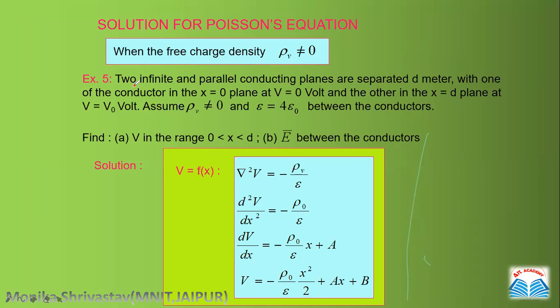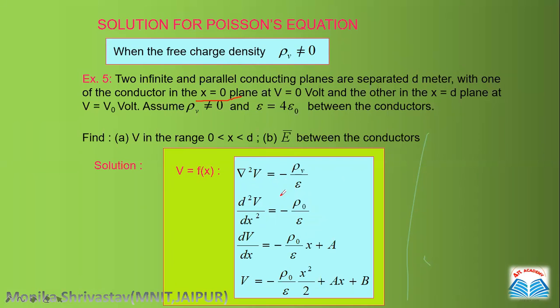We will here follow the Poisson equation. So what is that Poisson's equation? That is del 2V equals to minus rho v over epsilon. This x equal to 0 is given, so you can conclude that we are talking about Cartesian coordinate. So use that Cartesian coordinate, and we are not given any value of y and z here, so we will solve only for x. So d2V over dx square will be minus rho naught over epsilon.